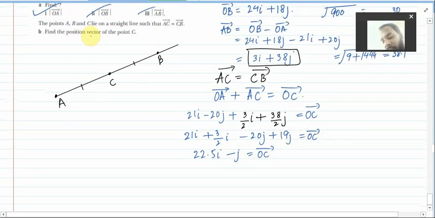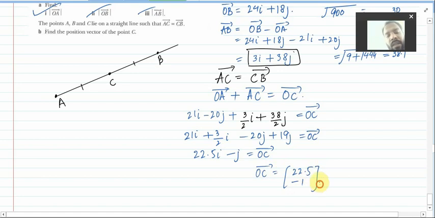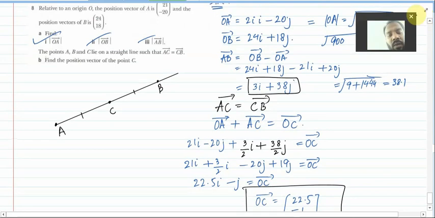So that is your vector OC, and it says find the position vector, right? So you can write your answer in this form, or you can say that OC is equal to the column vector 22.5 and minus 1. And I recommend you write your answer in this form. And why is it so? Because the question is given in this form, right? That is a very basic principle, that your answer must match your question language. If the question is given in the column vector form, your answer must be in the column vector form as well.